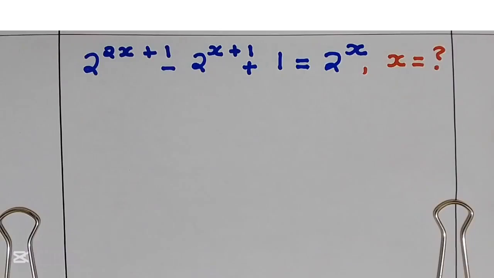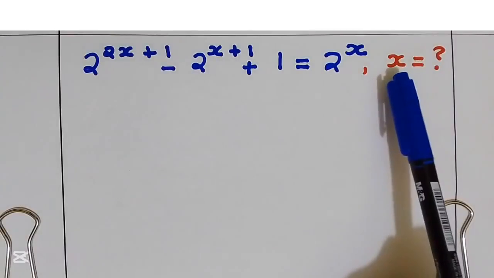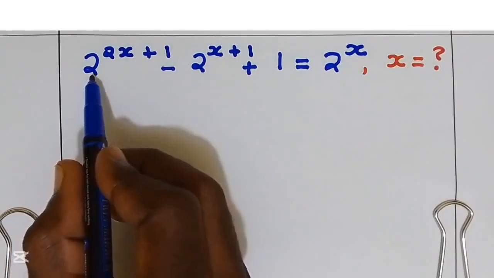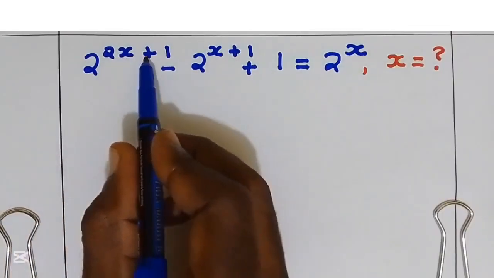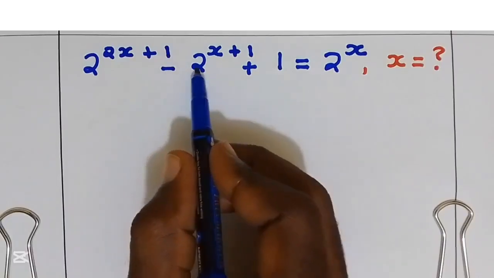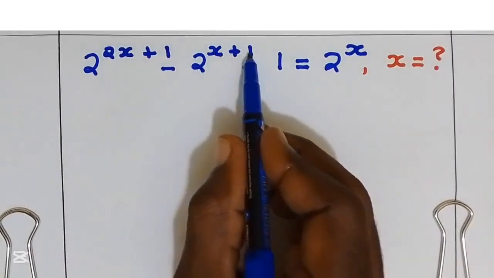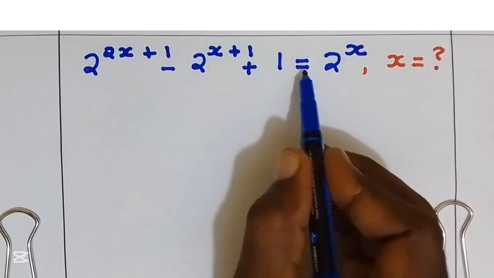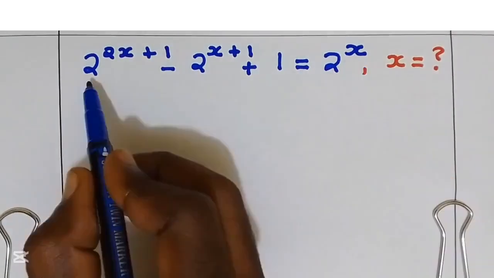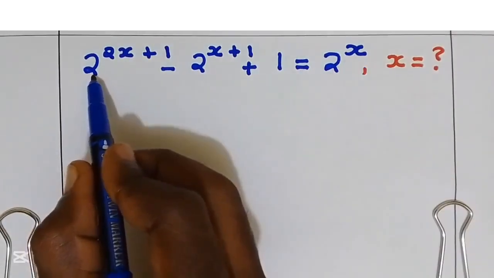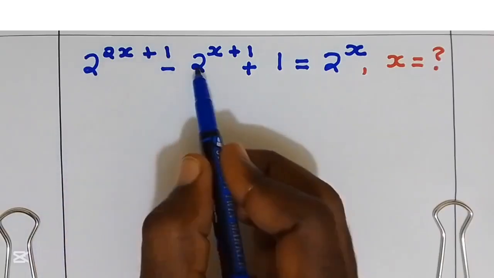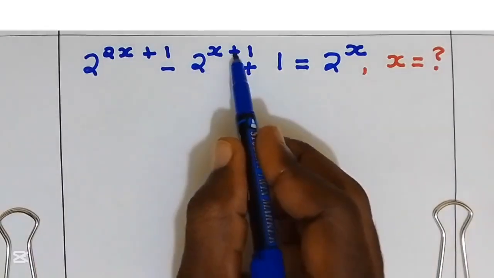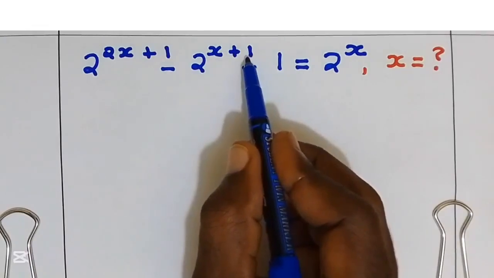We have an exponential equation we are going to solve together. We are supposed to solve for x, and they have given to us 2 power 2x plus 1 take away 2 power x plus 1 equal to 2 power x. We will start by splitting 2 power 2x plus 1 and 2 power x plus 1 into their product form.